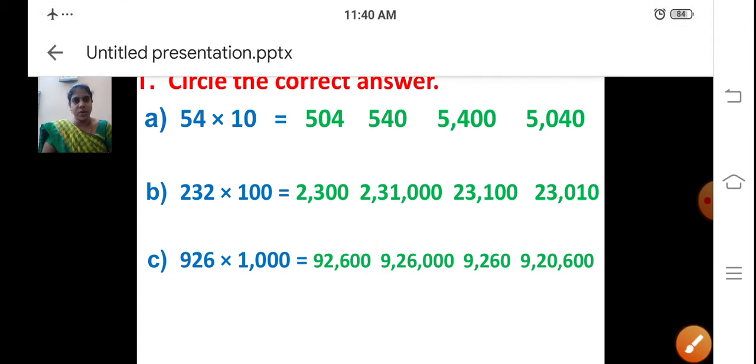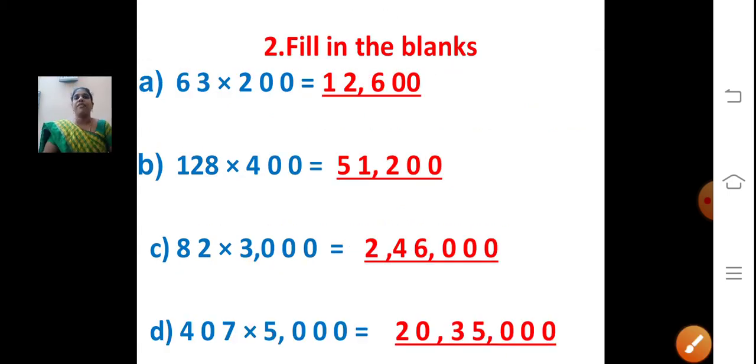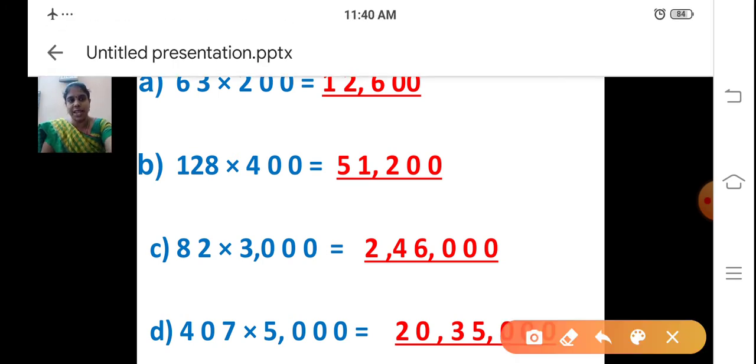Next, we'll move on to the next one. Fill in the blanks. A, 63 into 200. We are going to multiply 63 into 200. Now what you have to do? Place 2 zeros at the last.